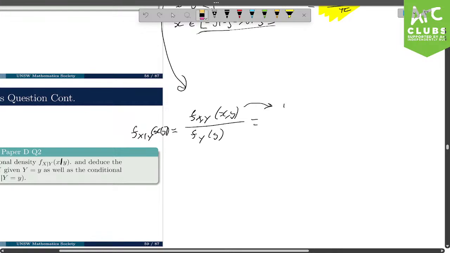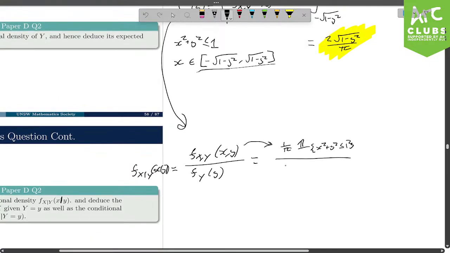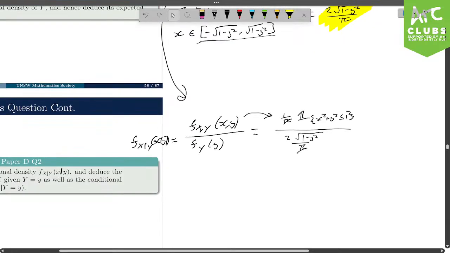I'm going to just outright replace c with 1 on pi. We still need the 1 here, and that's why it's important: x squared plus y squared less than or equal to 1. And we divide that by the marginal probability of y, which is 2 root 1 minus y squared, all divided by pi. Pi's cancel, and we end up with a very intuitive answer.